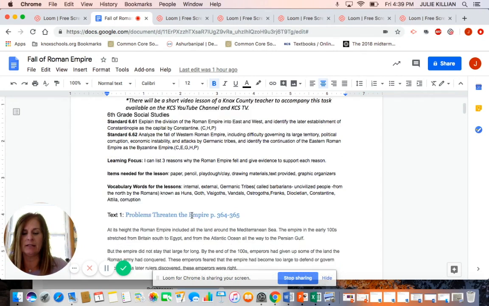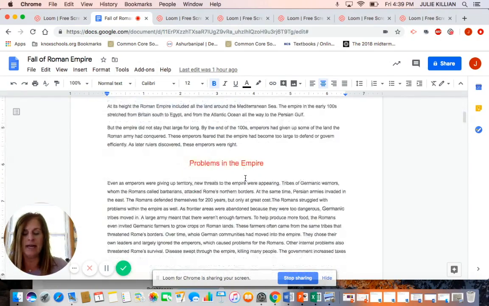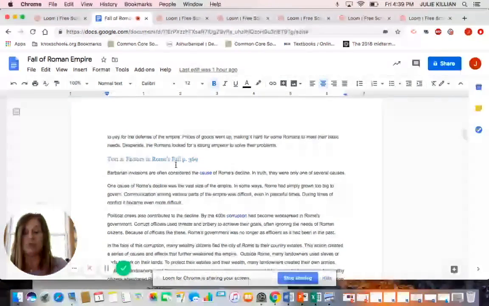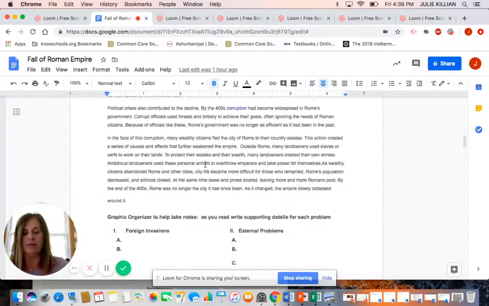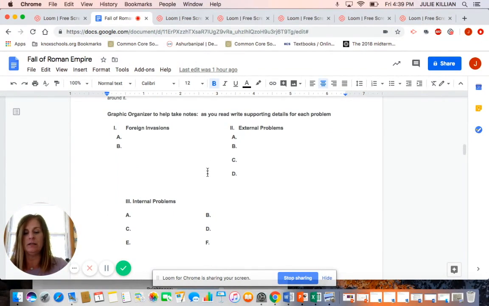I have 2 texts that are provided for you. So text 1 is Problems that Threaten the Empire. If you have your textbook available online, you can read it on pages 364 to 365. Your second text is Factors in Rome's Fall, and that's on page 369. Below, I've given you a graphic organizer that will help you as you read the text provided. I have gone ahead and given you the 3 reasons as to why the Roman Empire fell.